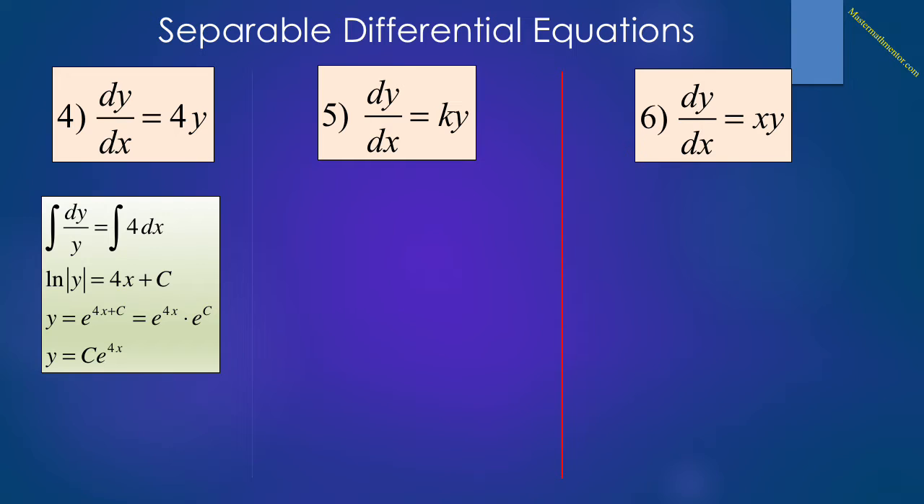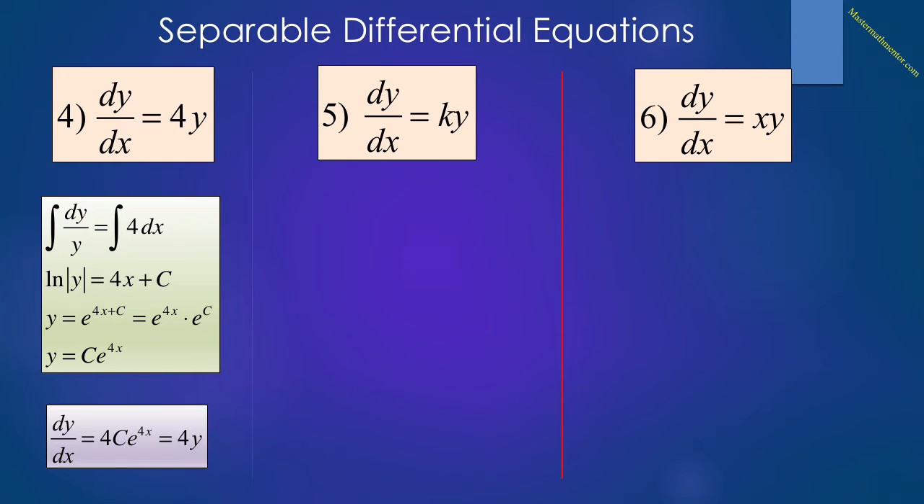Integrating both sides, we get the natural log of the absolute value of y is equal to 4x plus c. And therefore, y is equal to e to the 4x plus c. We can write this as e to the 4x times e to the c. And since e is a constant and c is a constant, e to the c is also a constant, which again we will just use as c. So our solution to our differential equation is y is equal to c e to the 4x.